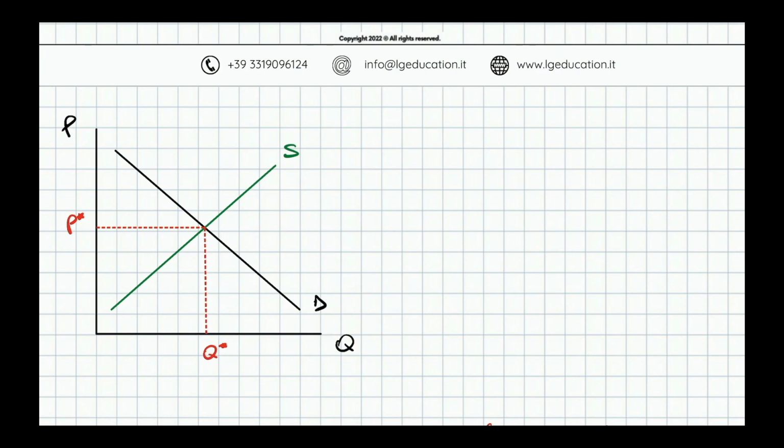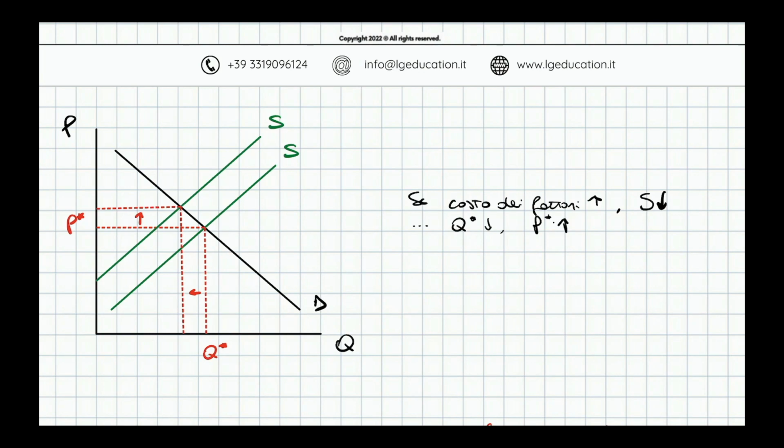Another example, if the cost of inputs were to increase, what happens? The supply curve shifts to the left. And this will clearly result in a decreased equilibrium quantity and an increased market price. So, a tip when you have a doubt about the effect a change in some variable can have on the equilibrium quantity and equilibrium price: make a graph, because it's the simplest and fastest way, and there are fewer chances to make mistakes because you see it graphically.